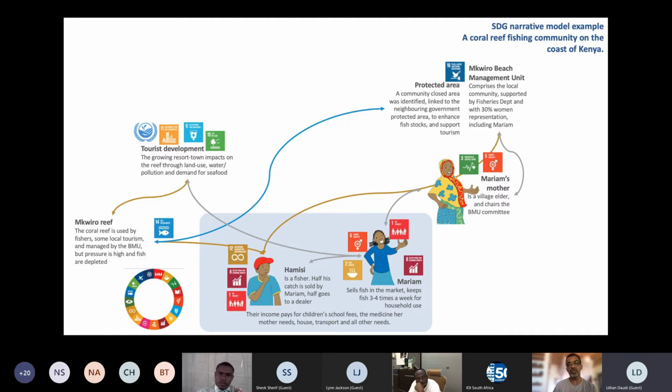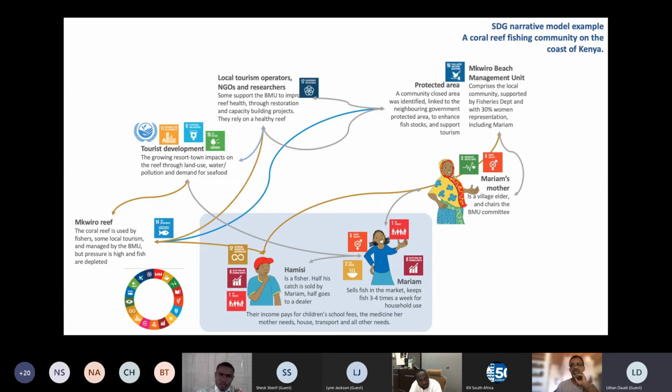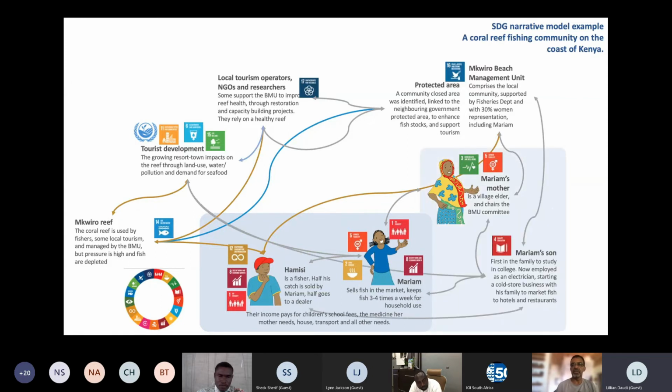We can also then look more broadly at tourism development in their area dependent on that reef and the goals related to that, and goal 11.6 in terms of clean water and pollution, but also land use change. And there are many small businesses and tourism operators and NGOs and others that are attracted to this area because of the reef system, the community dependence, and all the issues revolving around it.